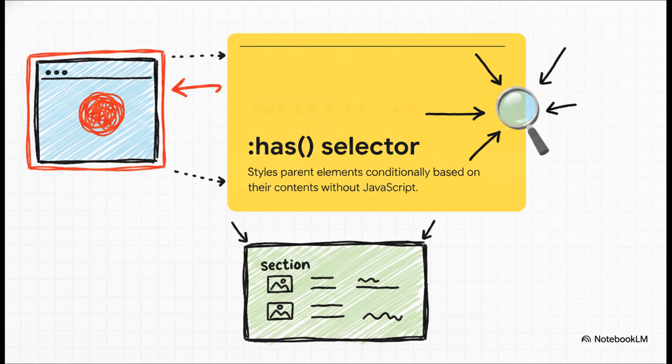This is huge. So the crucial point here is that if you want a container to have, say, a red border only if it contains an error message inside it somewhere, you no longer need to write JavaScript to check the DOM, detect the error, and toggle an error state class on the parent.